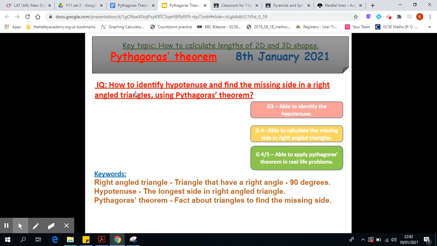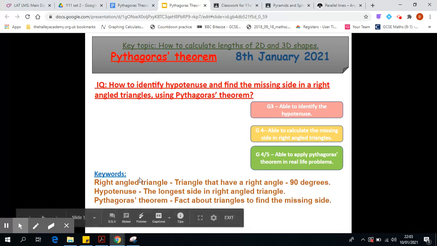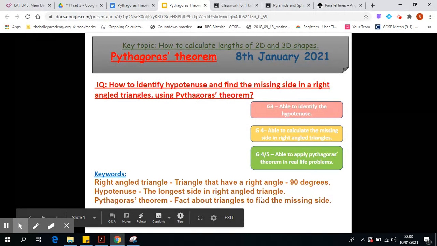Hello everyone. In this lesson, we're going to focus on Pythagoras theorem. We are going to identify the hypotenuse in a right angled triangle and find the missing side in right angled triangles using Pythagoras theorem. A right angled triangle is a triangle that has a right angle which is equal to 90 degrees. Hypotenuse is the longest side in a right angled triangle. Pythagoras theorem is a fact about triangles to find the missing side.